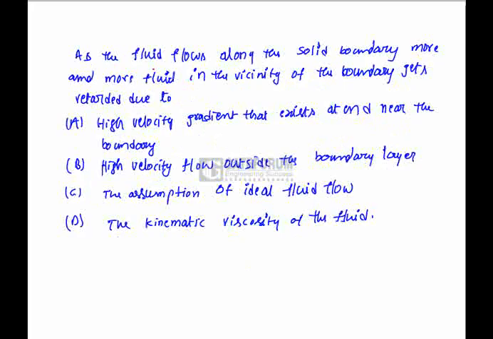As the fluid flows along the solid boundary, more and more fluid in the vicinity of the boundary gets retarded. As this is boundary layer theory, because of the high velocity gradient that exists near the boundary, more and more fluid in the vicinity of the boundary gets retarded. So option A is correct.